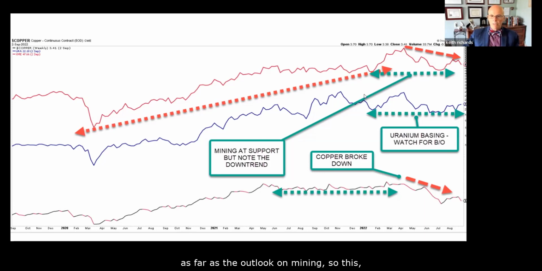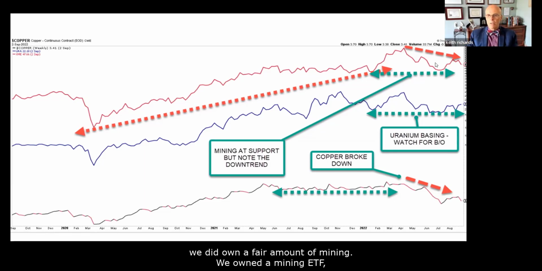Now, as far as the outlook on mining, this red line is the mining ETF, XME, on Toronto and the US. You can see that it was in an uptrend, and then it looks like it's starting to break down. So we did own a fair amount of mining. We owned a mining ETF, a base metals ETF, and we also owned Teck Resources a while ago, and we sold them. And the reason we sold is because of this look.